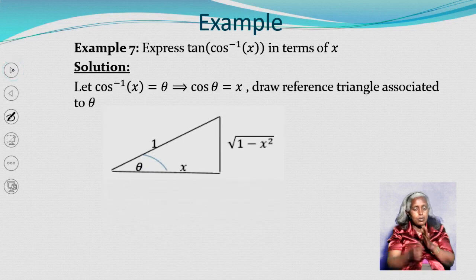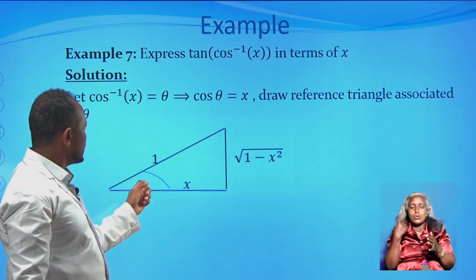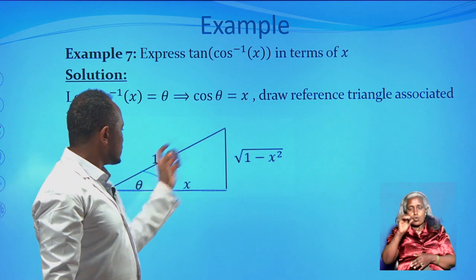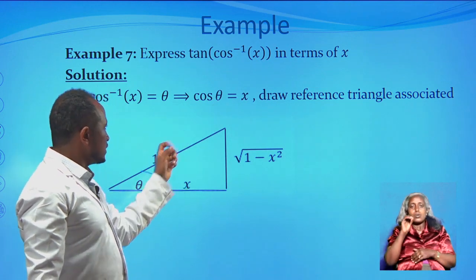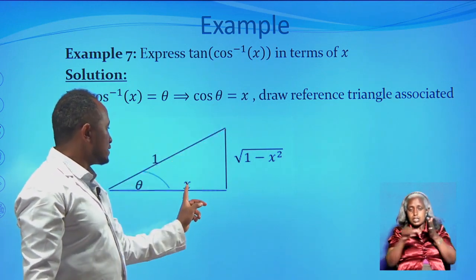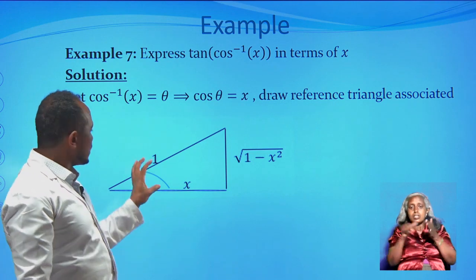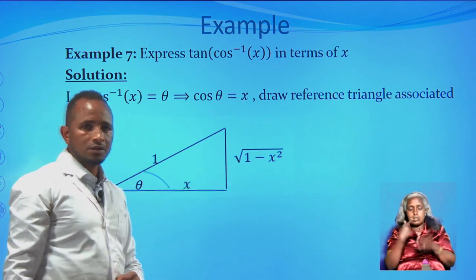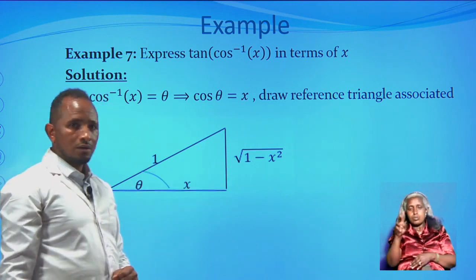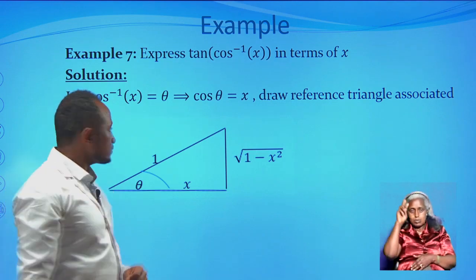So the reference triangle will be, we have theta here, cos theta is x, meaning cos theta is adjacent over hypotenuse. The adjacent is x, the hypotenuse is 1. Using Pythagoras theorem, you can find the opposite side. It is the square root of 1 minus x squared.